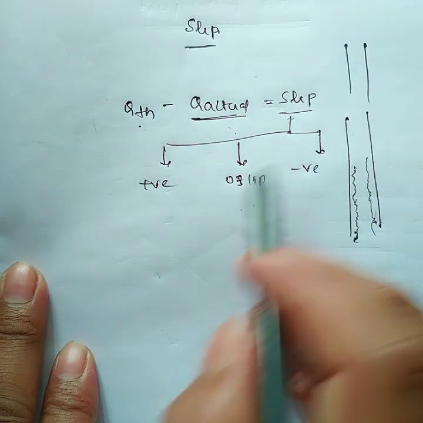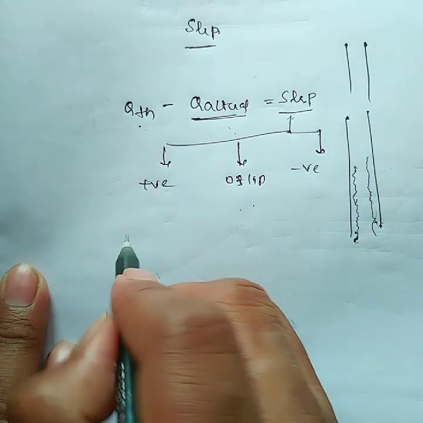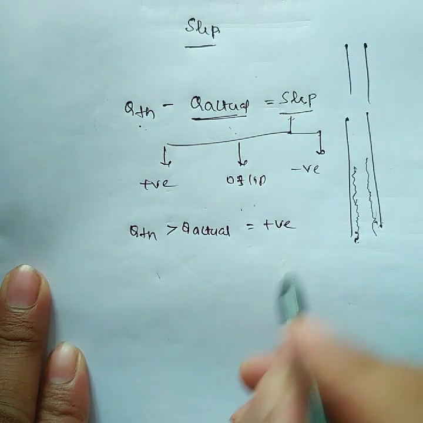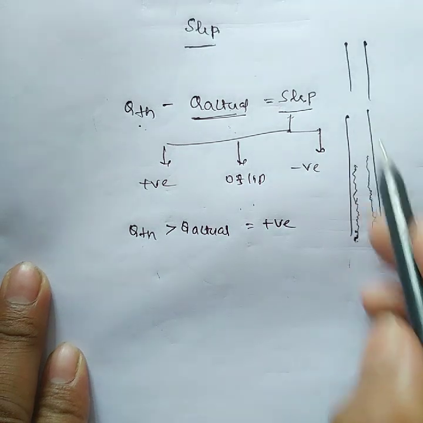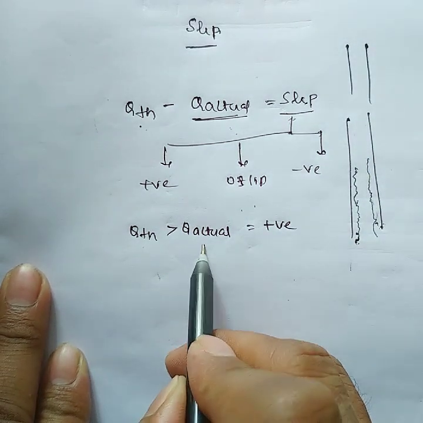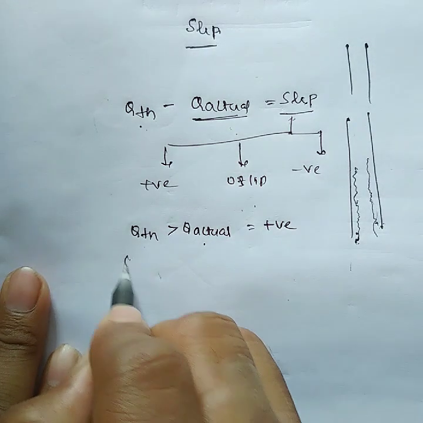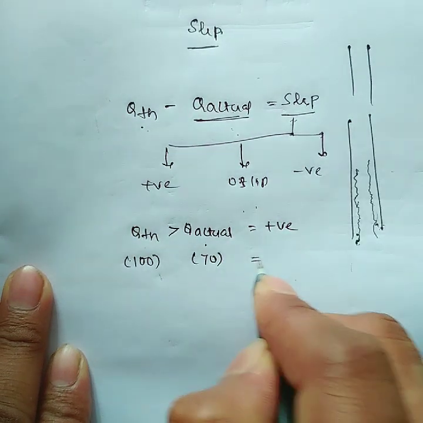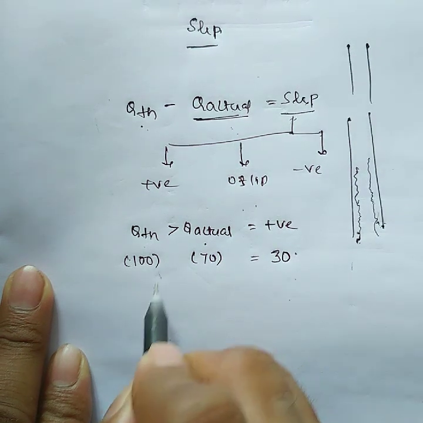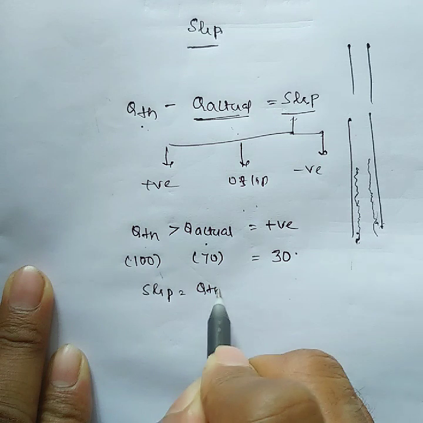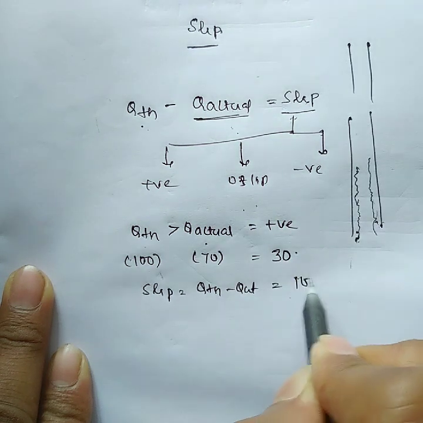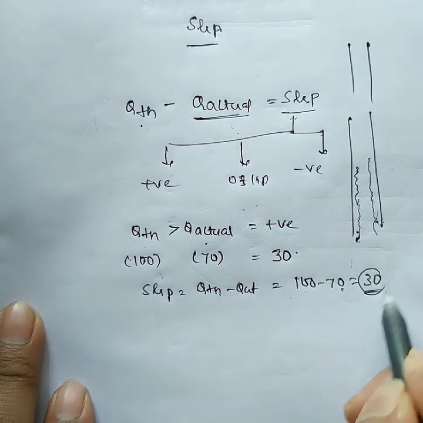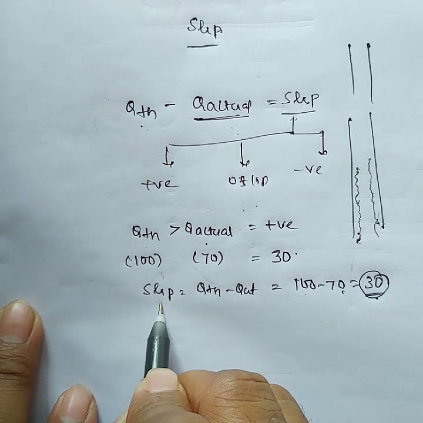What is positive slip? If this value is positive, that means if Q theoretical is greater than Q actual, this is a positive slip. In some cases, if a very high head is there, you get a lesser actual value. Theoretically you have to get 100%, but actually you are getting 70%. The slip formula is Q theoretical minus Q actual. That is 100 minus 70, which is 30. Whenever this value is positive, it is called a positive slip.